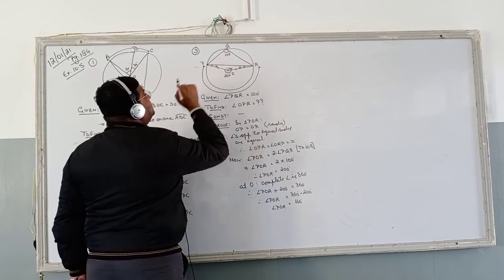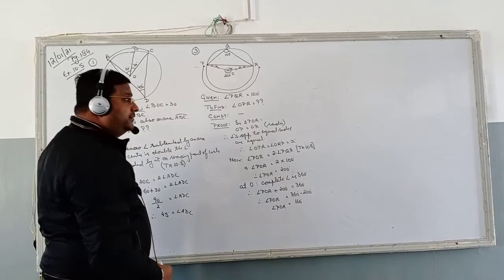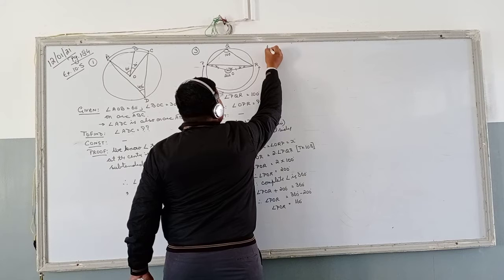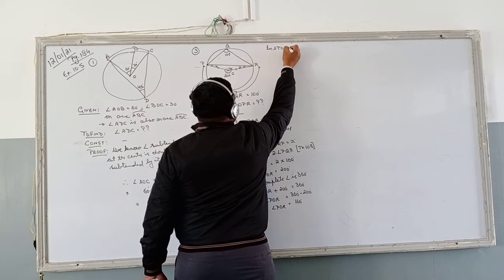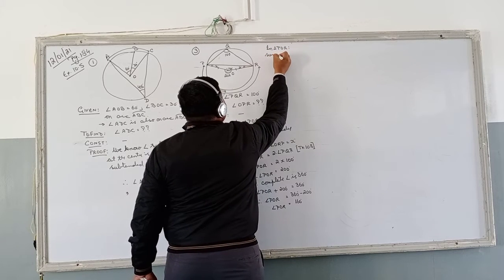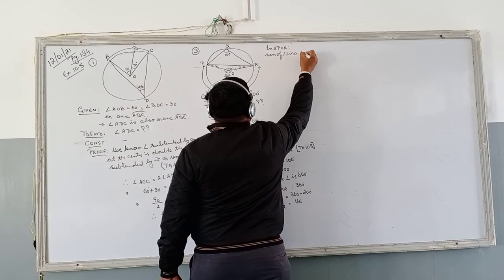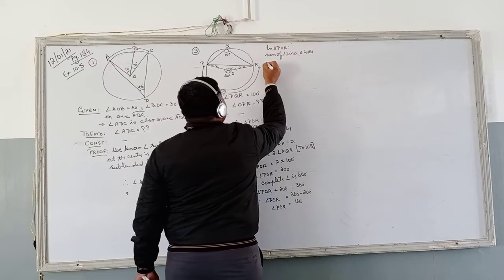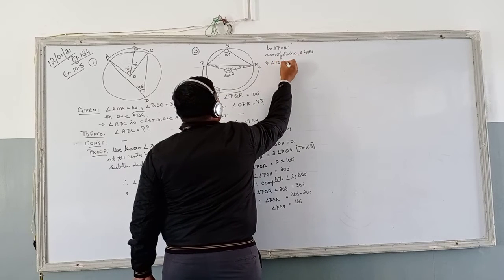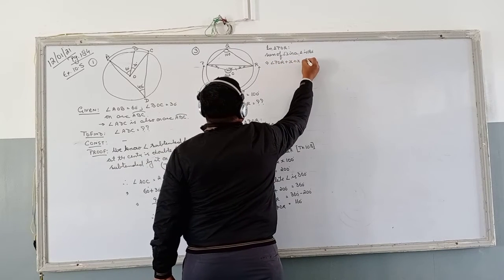And what is the sum of angles in a triangle? 180. In triangle POR, the sum of angles in a triangle is 180 degrees. So therefore, angle POR plus X is equal to 180.